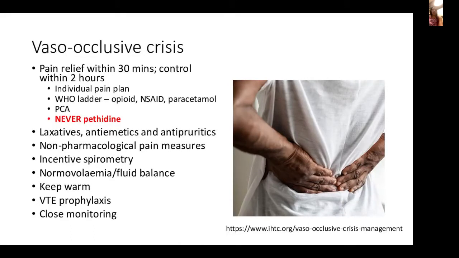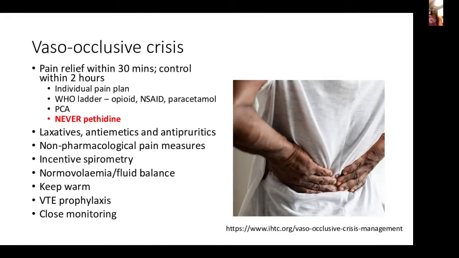That's another reason we like to escalate early, because certain wards may not do PCAs. You may need to involve the anaesthetic team to set that up. Just to note that we never give these patients pethidine because there's increased risk of seizures with that.